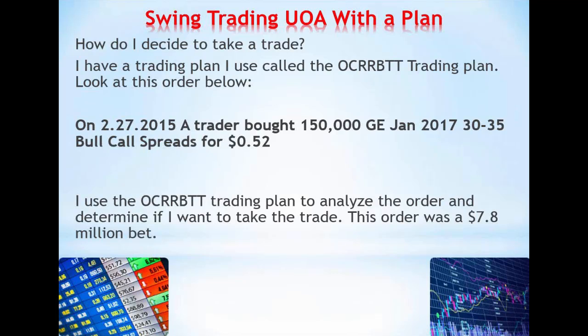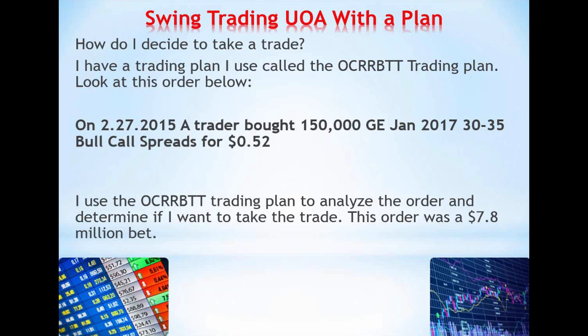So I'm going to use the trading plan to analyze this order and determine if I want to take the trade. The order was placed and is a $7.8 million bet. Okay, does everyone understand how that comes about? So these cost $52 per one lot, and this trader bought 152,000 of them. So it was $7.8 million in capital that they are putting on this trade, and that is a lot of risk in equity options, okay? That is a lot of risk, okay?